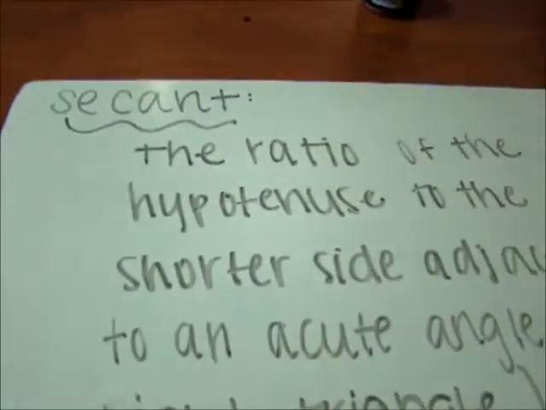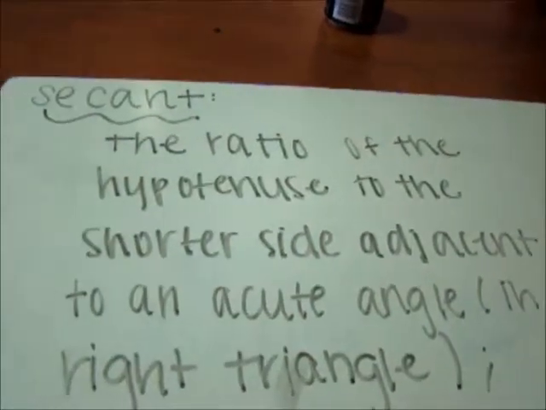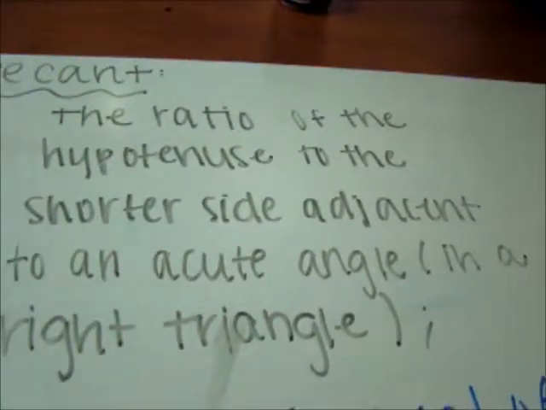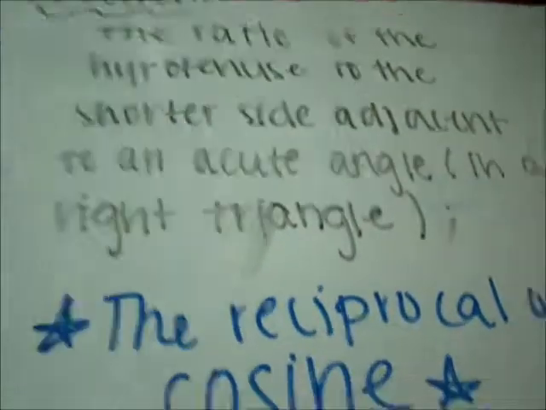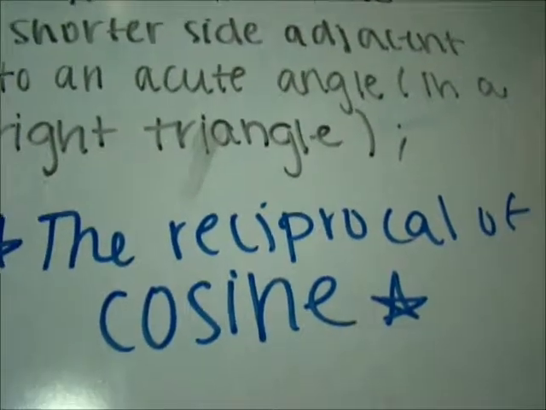Alright, secant is the ratio of the hypotenuse to the shorter side adjacent to the acute angle. So that would be the reciprocal of the cosine.